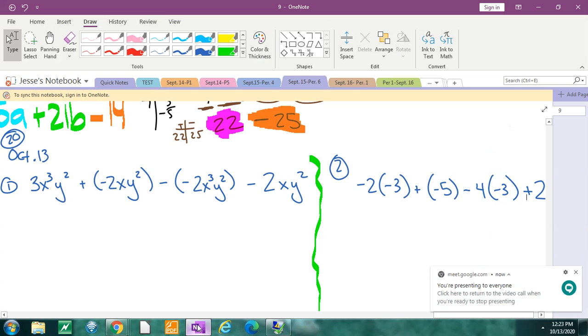So we're going to go ahead and start number 1. So remember, this is 4 terms. We got 1, 2, 3, 4. And all we're doing is adding and subtracting.